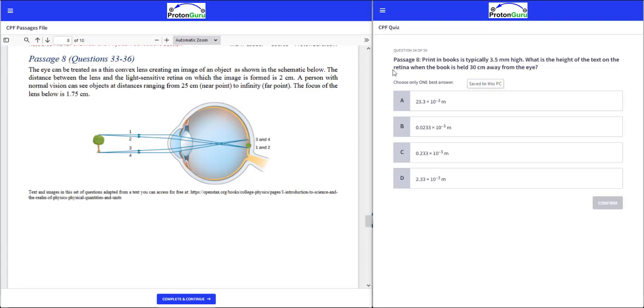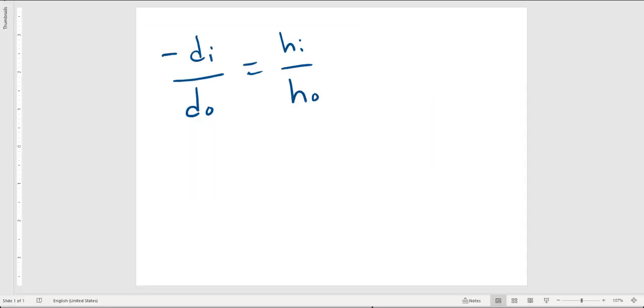The next question says that print in books is typically 3.5 millimeters high. What is the height of the text on the retina when the book is held 30 centimeters away from the eye? And here we need to use our knowledge of magnification, how the heights of the images relate to the distance of the image and object away.